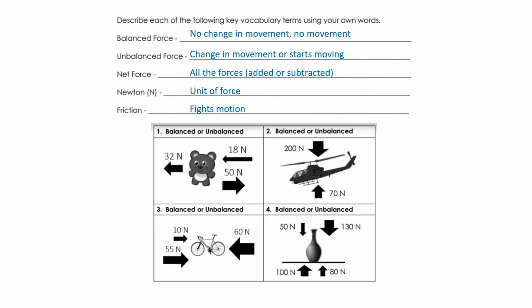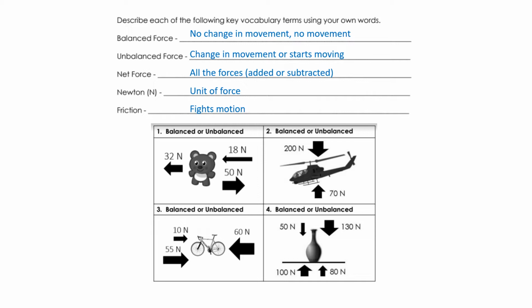Then we move on to forces. When we have balanced forces, that means that there isn't a change. So if something is not moving, that means it's got balanced forces acting on it. There's no change. It just continues to not move. Or if something is already moving and it just keeps going in the same direction, that's also balanced forces. So there's just no change there.